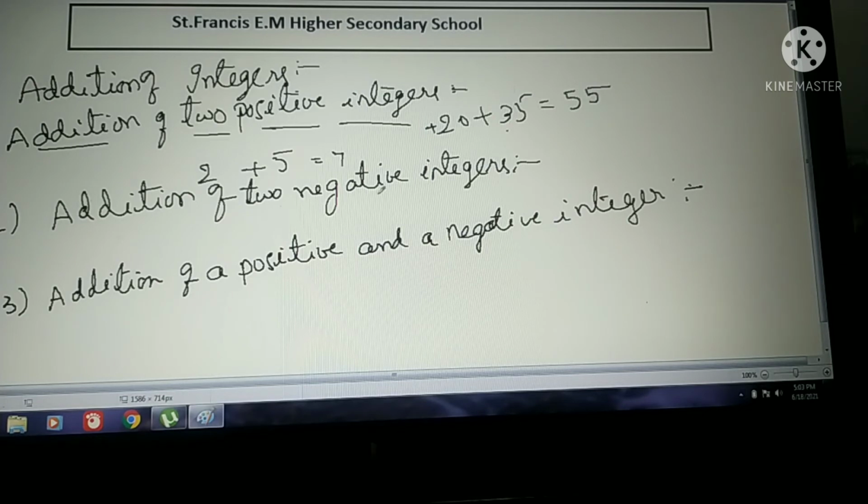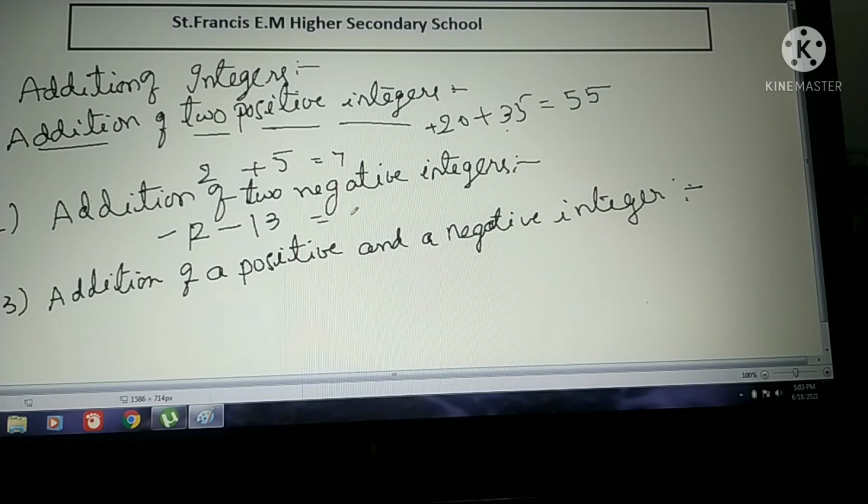If you add these two positive integers, it will become 55. Addition of two negative integers. If we have a negative sign for both the integers, then what to do? See this one. Here I will take a small example. Minus 12 minus 13. How to add this one?